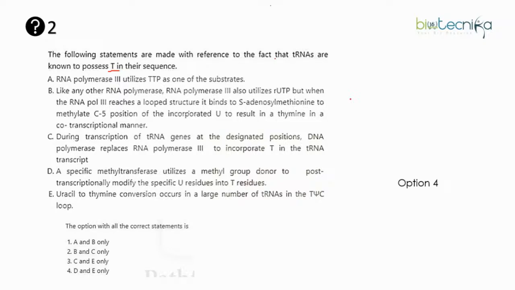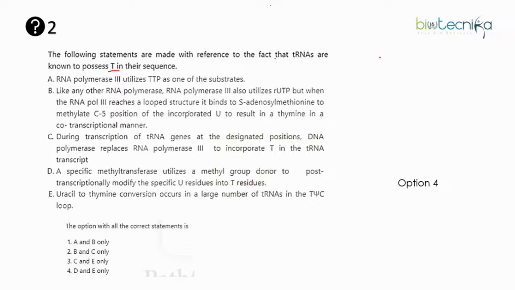Okay. The answer to this question is option 4. The correct statements here are D and E. So basically, what happens is this thymine, which is 5-methyl uracil, is normally found in your DNA. Okay, and it is also found in the T psi loop of your tRNA, where it is attached to the ribose, and it is made by methylation of the uracil.